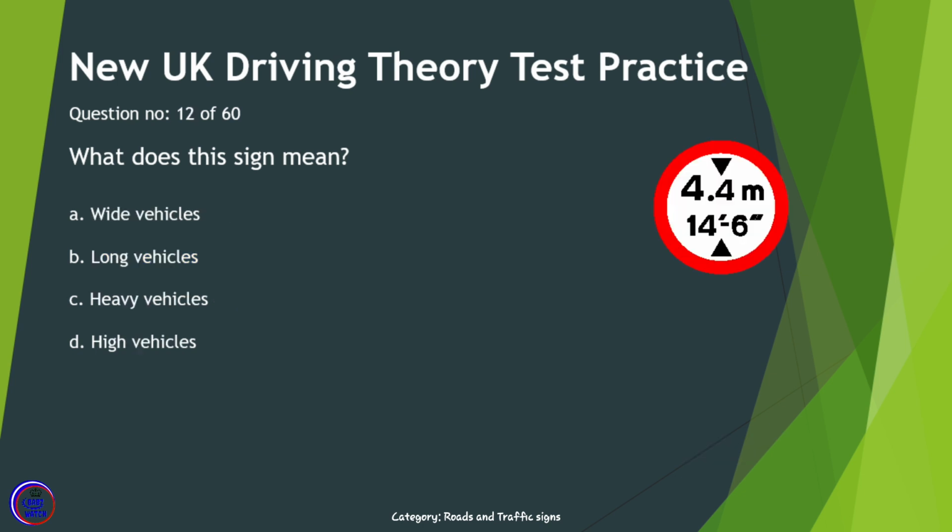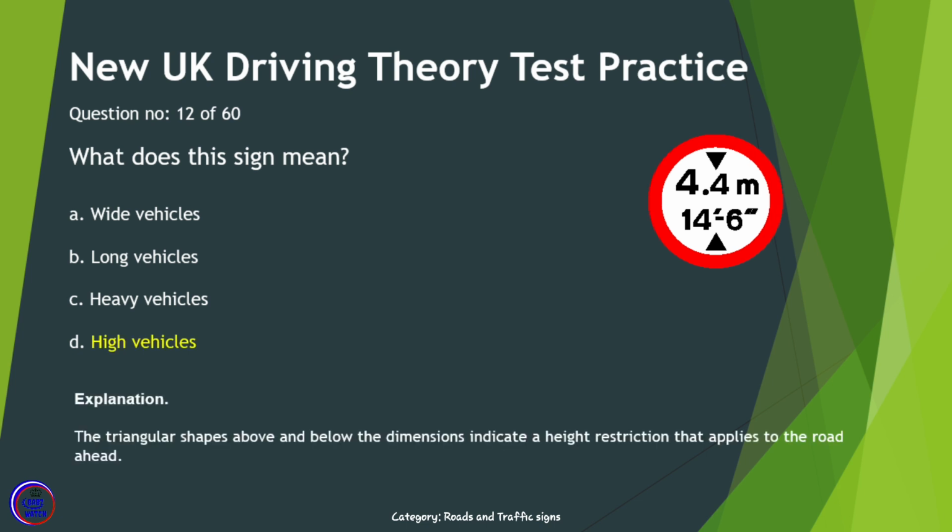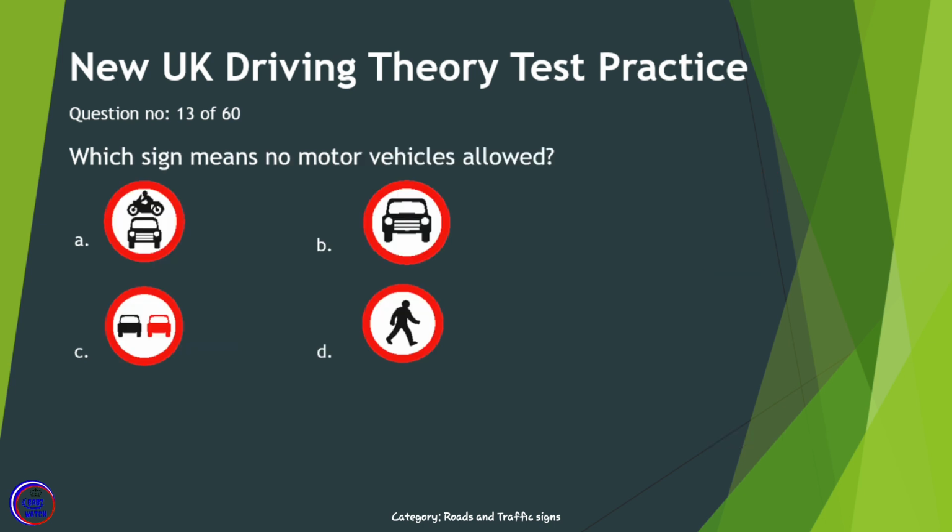Question 12 of 60. Which type of vehicle does this sign apply to? A. Wide vehicles. B. Long vehicles. C. Heavy vehicles. D. High vehicles. The correct answer is D. High vehicles. Explanation. The triangular shapes above and below the dimensions indicate a height restriction that applies to the road ahead. Question 13 of 60. Which sign means no motor vehicles allowed?